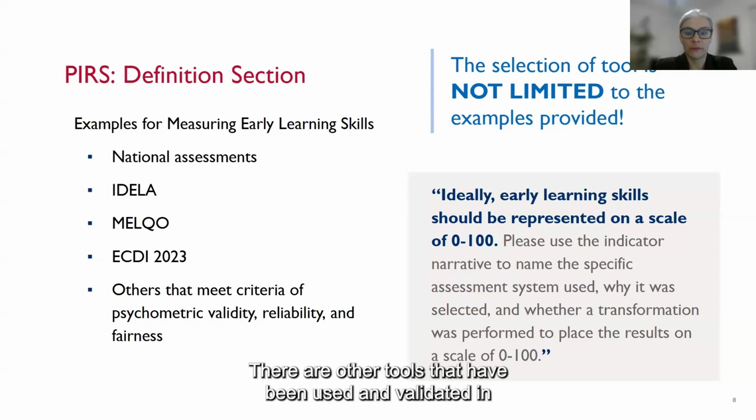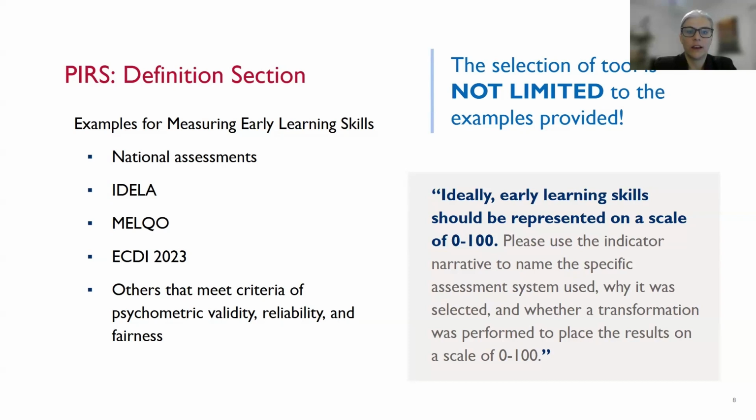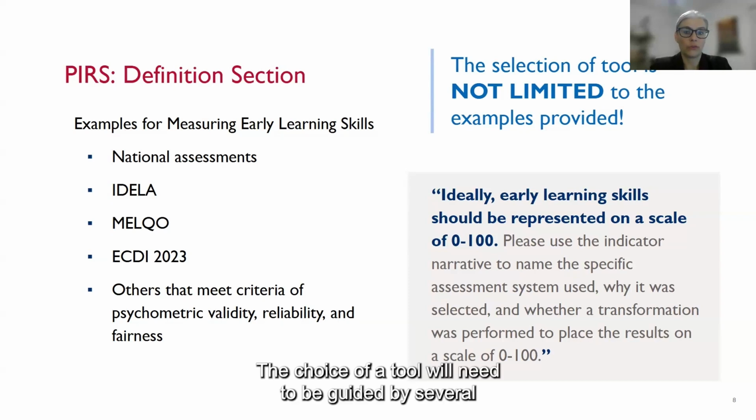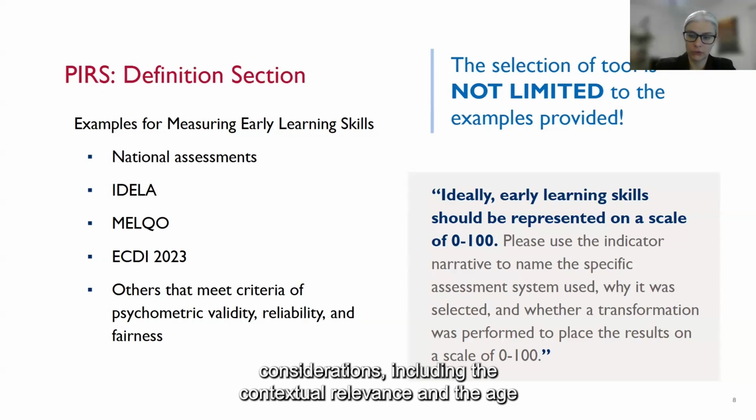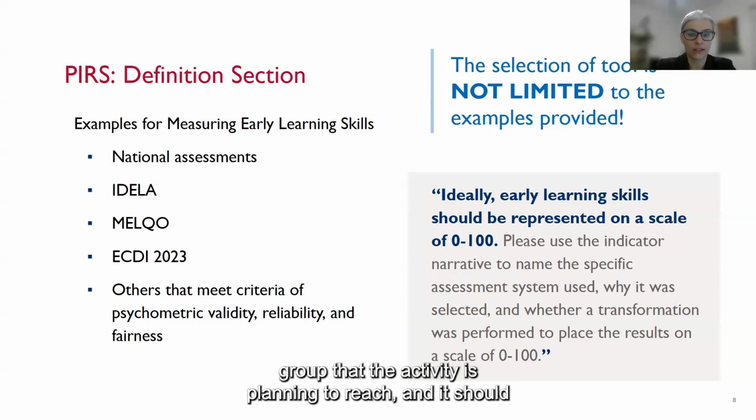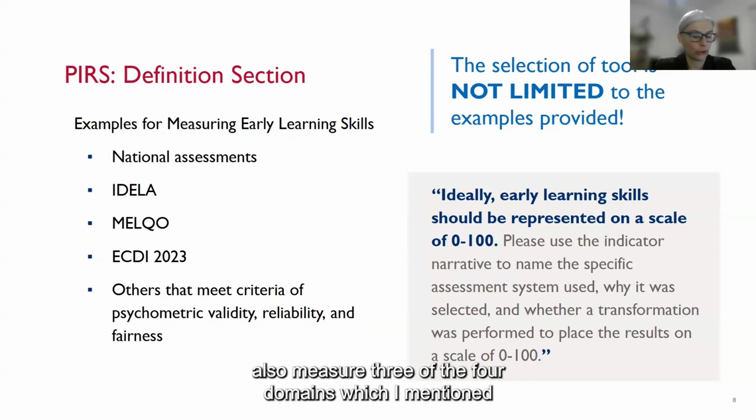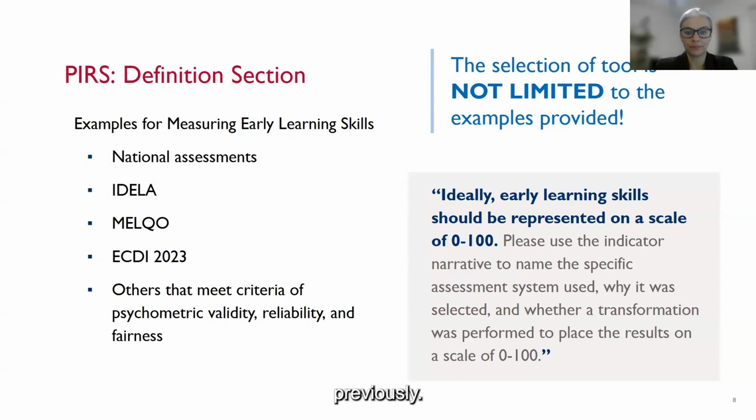There are other tools that have been used and validated in different contexts at the state, region, or across regional level, and those can be very relevant choices to the program or the activity. The choice of a tool will need to be guided by several considerations, including the contextual relevance and the age group that the activity is planning to reach. And it should also measure 3 of the 4 domains, which I mentioned previously.